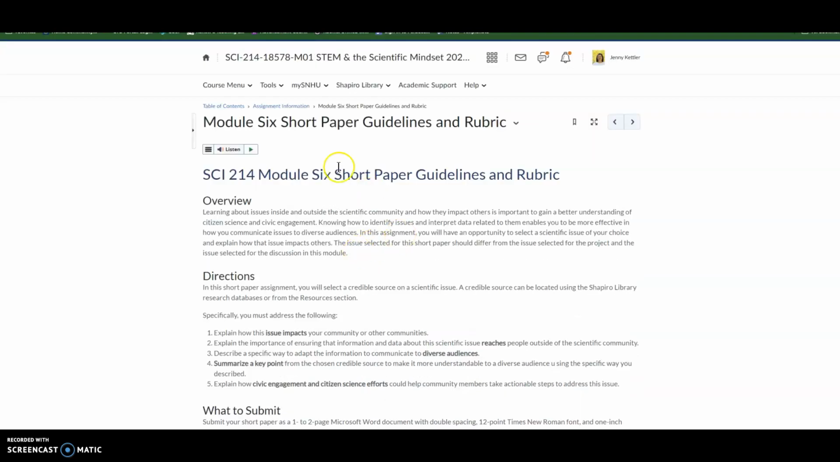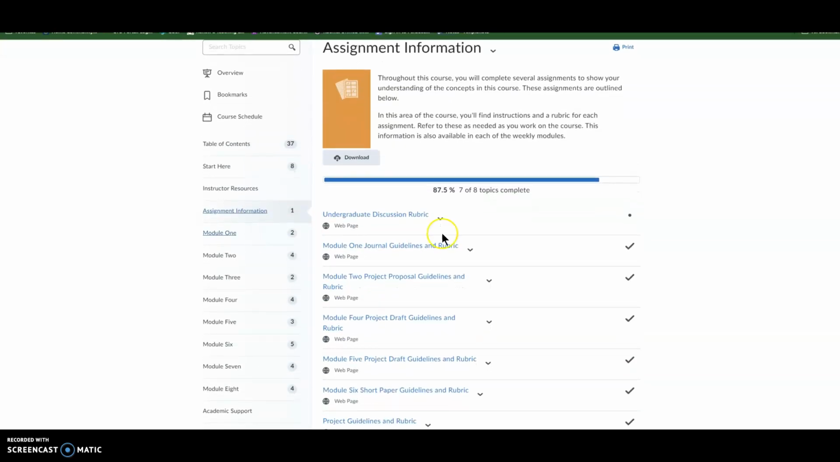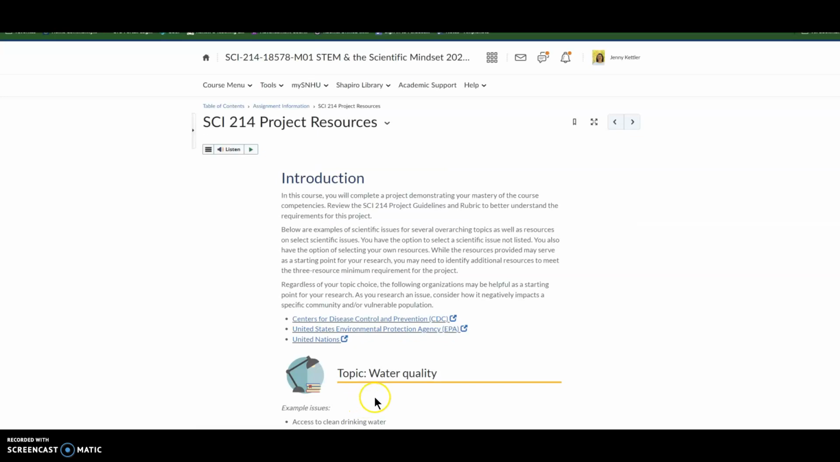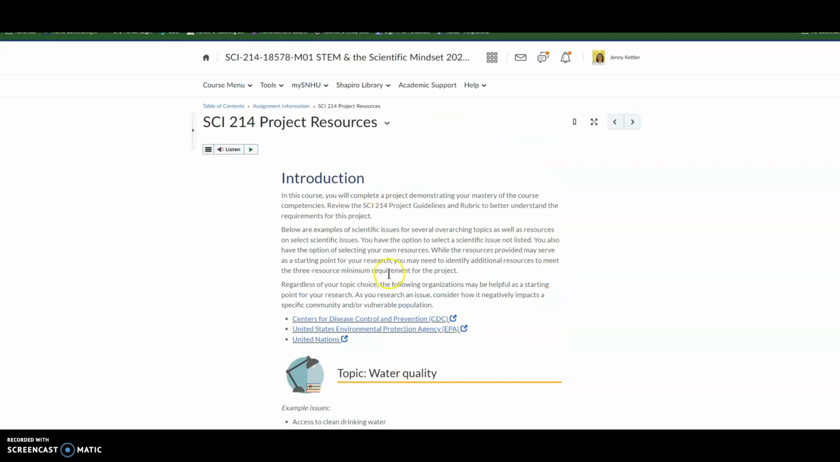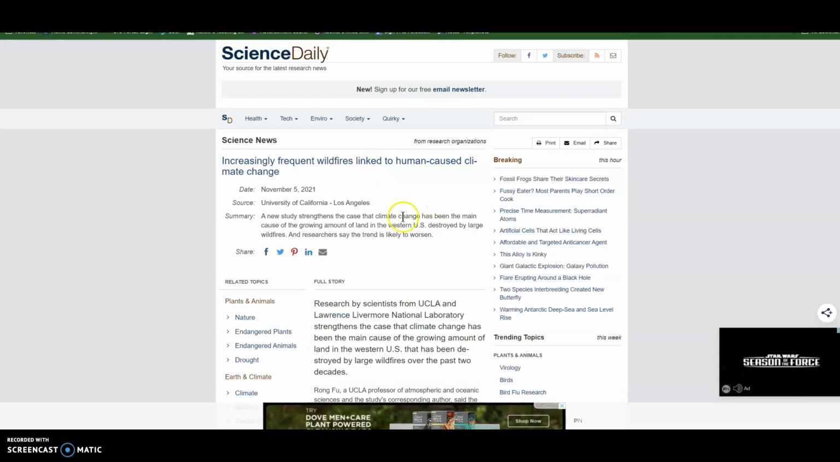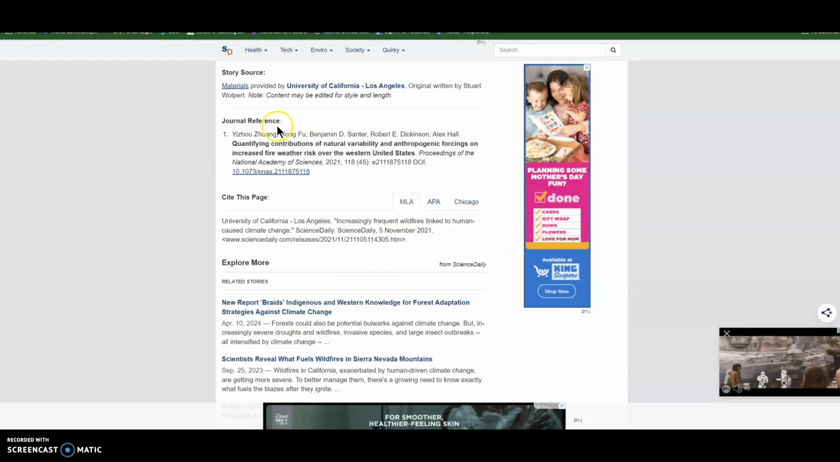So normally the resources section is linked, but if you need help finding that again, it is in the assignment information, and you can go to the project resources right here. So here's the resources that you can select from. Now you can go outside of this. You can go to the Shapiro Library. You can go to a website called Science Daily, which is what I did. And things that are posted on Science Daily are normally linked to journal references. And so that makes them credible. It's up to you.